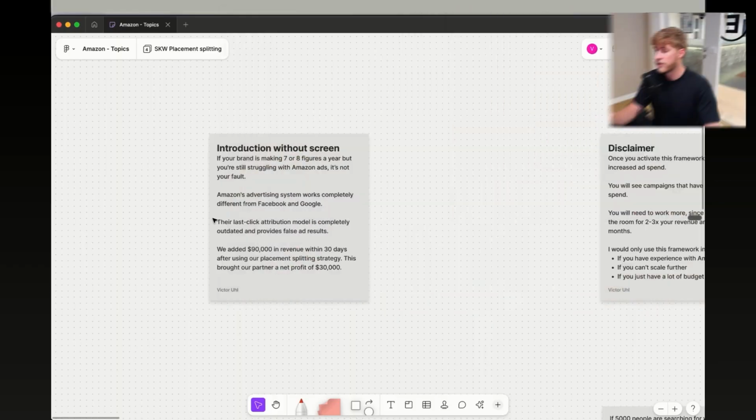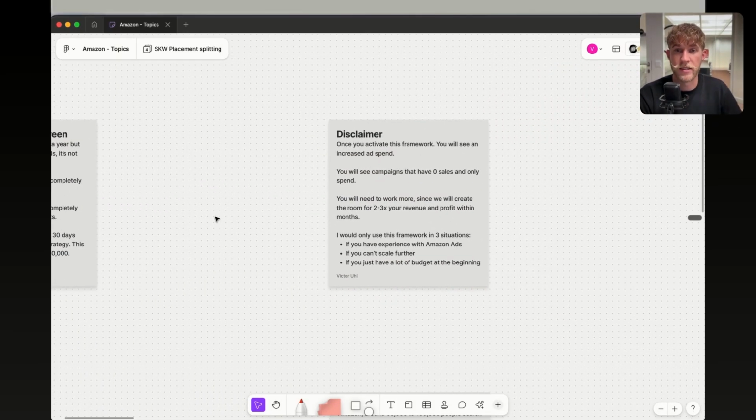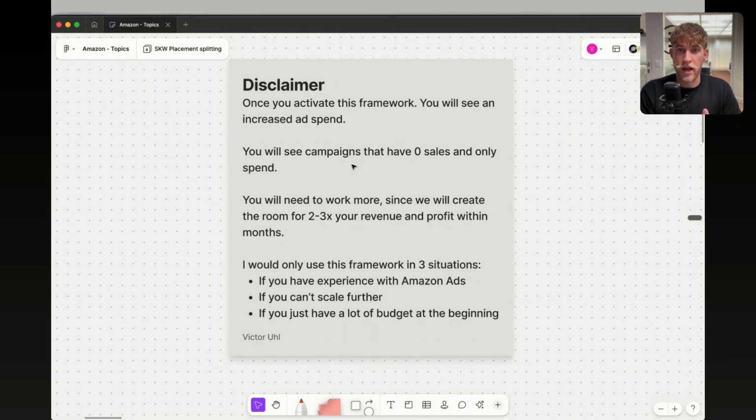With that said, let's start straight with the disclaimers because it is not for everybody. Once you activate this framework, you will see an increased ad spend. Some of your campaigns will have 0 sales and only spend. This is good because you already know that we have a last click attribution. You will have to work more since we will create the room for 2 to 3x your revenue and also profit within the month. I would use this framework only in 3 situations.